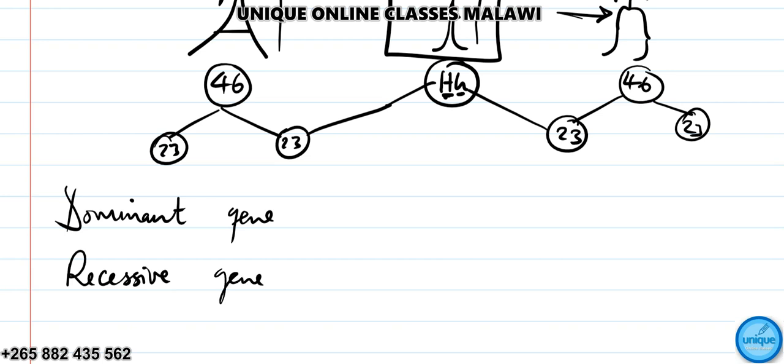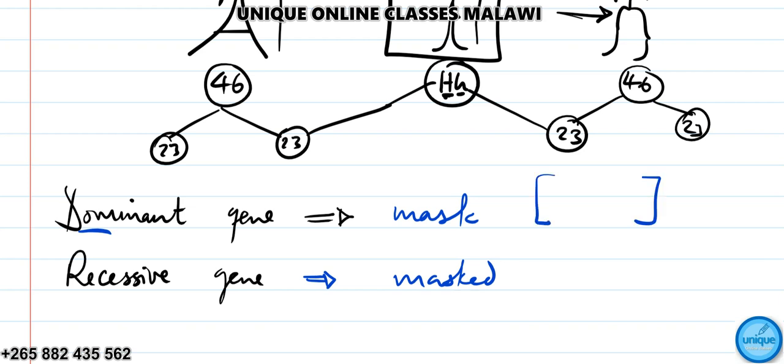A recessive gene. What is a dominant gene? A dominant gene is a gene which masks another gene. It's like controlling it so that it does not show. Whereas the recessive gene is the one which is masked, the one which is controlled. It does not express itself in the presence of the other gene. So dominant genes in biology are represented by capital letters, for example capital H, whereas recessive genes are represented by small letters.